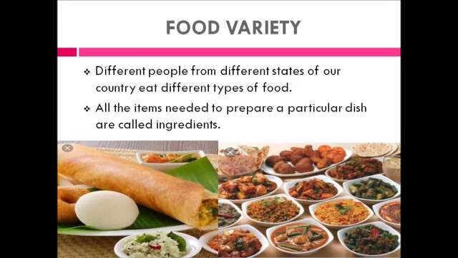All the items needed to prepare a particular dish are called its ingredients. For example, if I want to prepare boiled rice, I will need raw rice and water. So this raw rice and water are the ingredients of boiled rice that we require to prepare it.